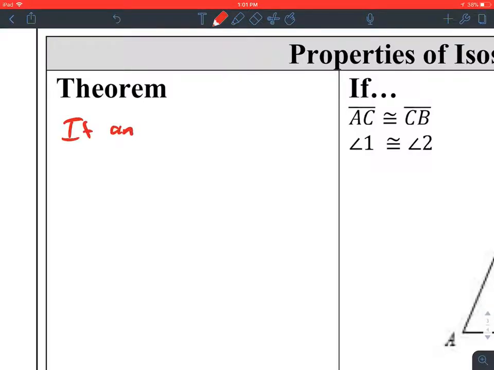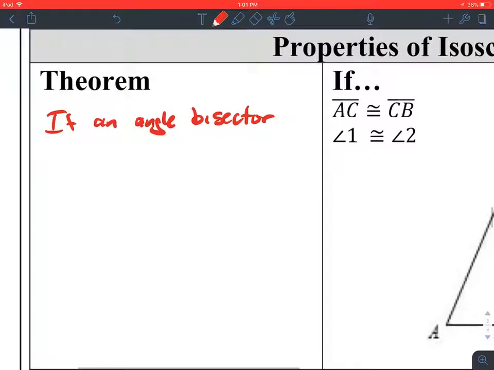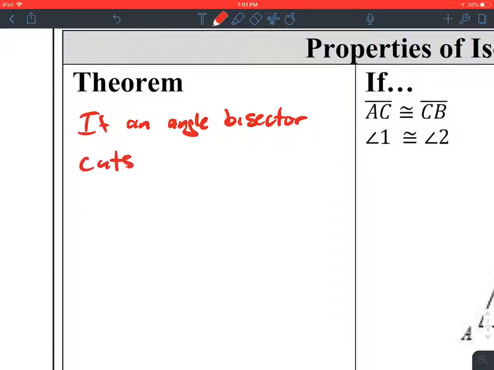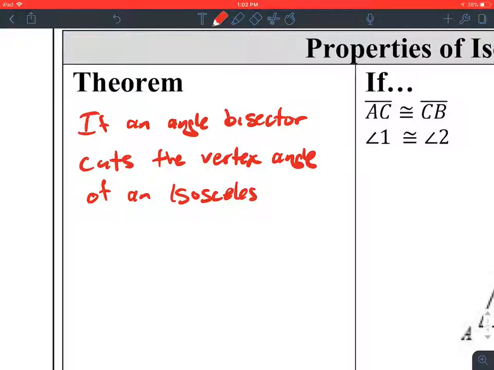If an angle bisector cuts the vertex angle of an isosceles triangle, then it, referring to the angle bisector, is also an altitude and a median.